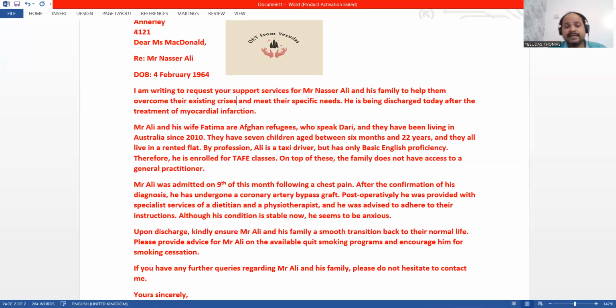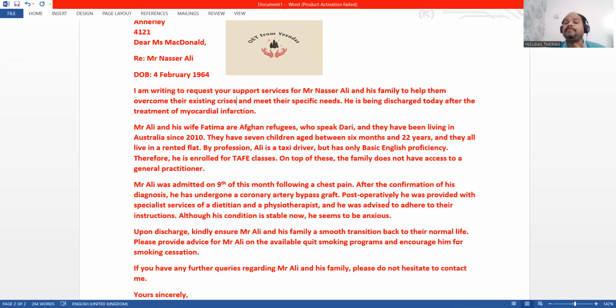Now we have the next part. It's about his present condition. Mr. Ali was admitted on 9th of this month following a chest pain. After the confirmation of his diagnosis, he has undergone a coronary artery bypass graft. So post-operatively, he was provided with specialist services of a dietitian and a physiotherapist, and he was advised to adhere to their instructions. Although his condition is stable now, he seems to be anxious.